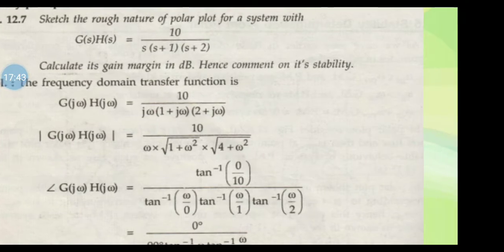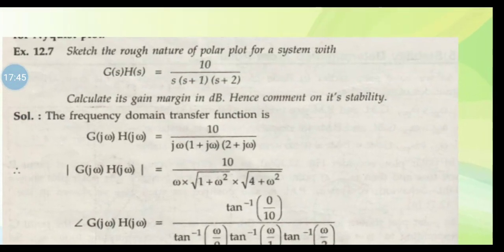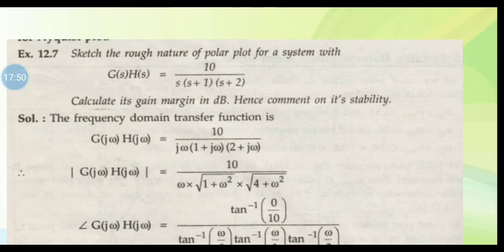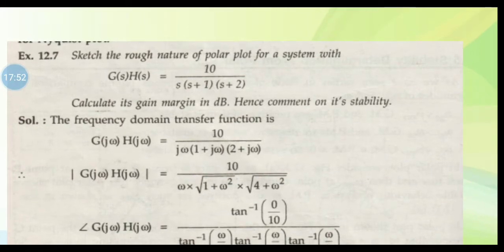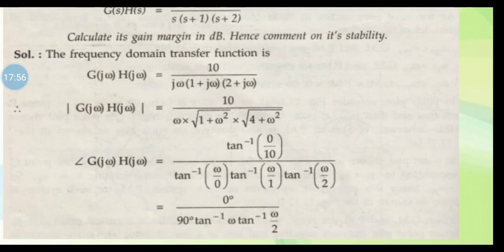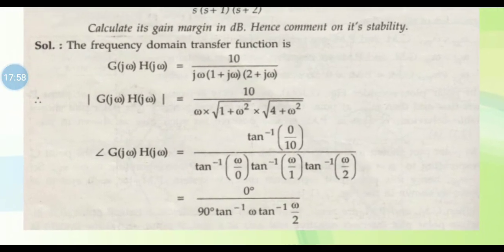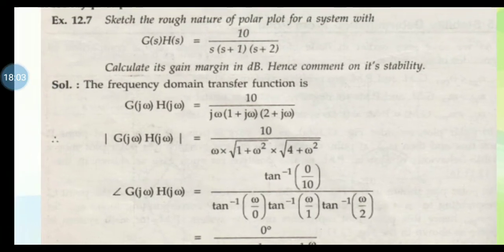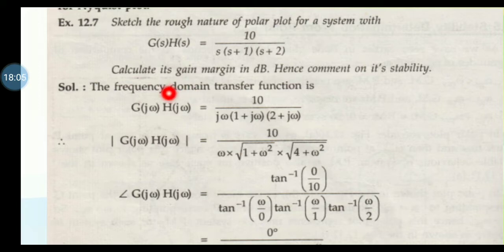The problem is: sketch the rough nature of polar plot for a system with g of s h of s is equal to 10 divided by s into bracket s plus 1 into s plus 2. Calculate its gain margin in decibel. Comment on the stability. So we'll find the frequency domain transfer function. Substitute s is equal to j omega. So g of j omega h of j omega is 10 divided by j omega into 1 plus j omega into 2 plus j omega.